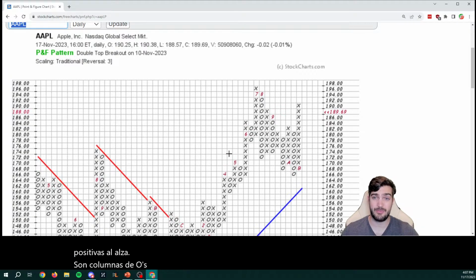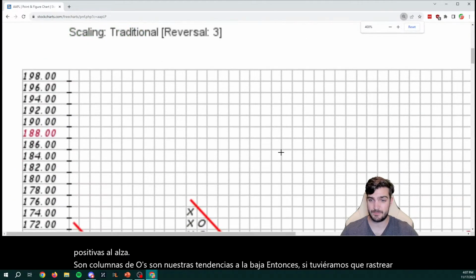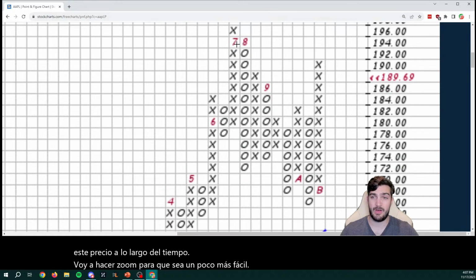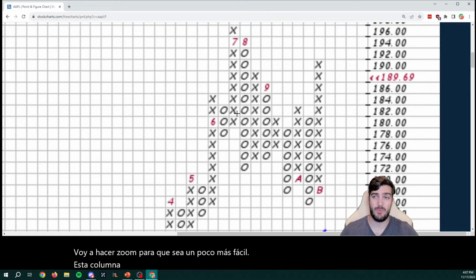So if we were to track this price over time, I'm going to zoom in so it's a little bit easier. This column of X's where you see the 7, it went up here, down, and the prices are on the right side.